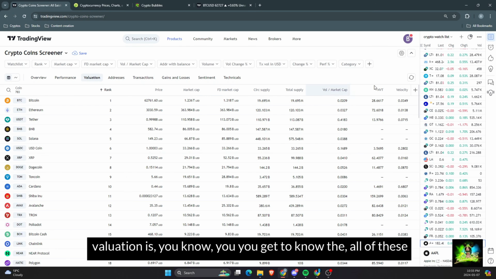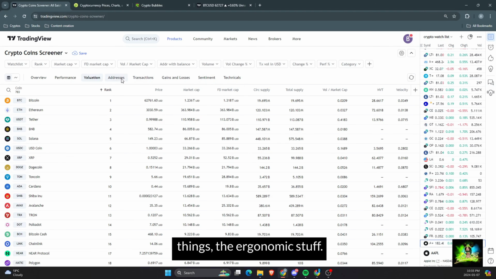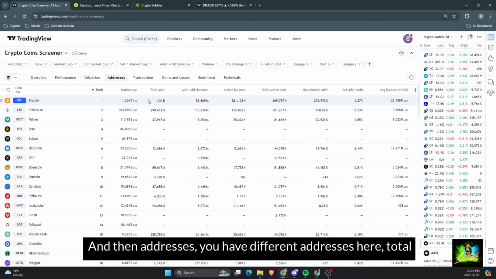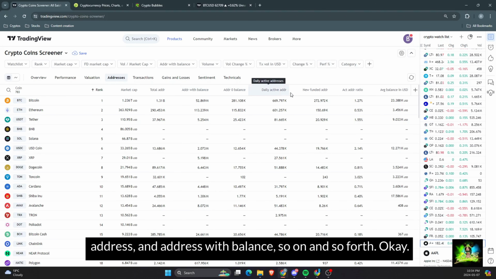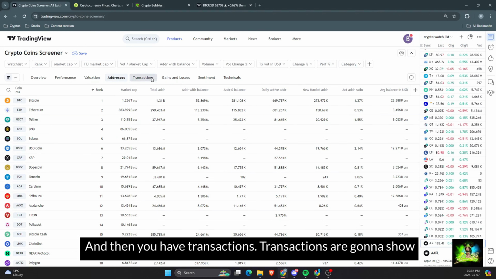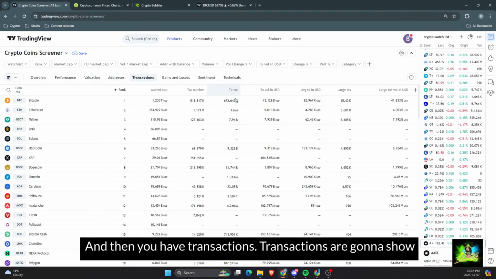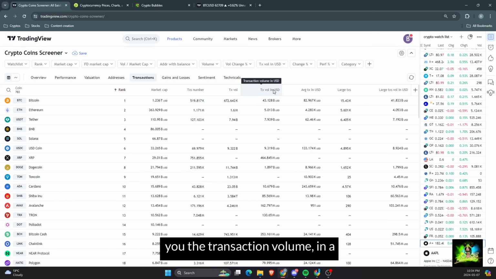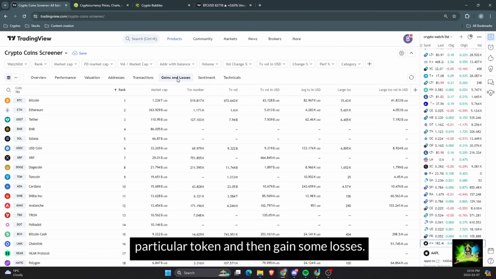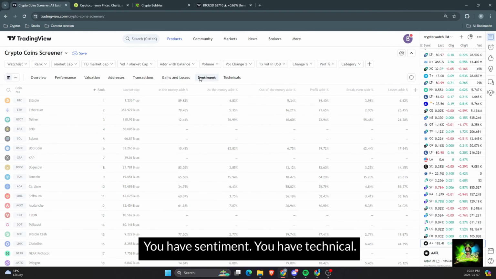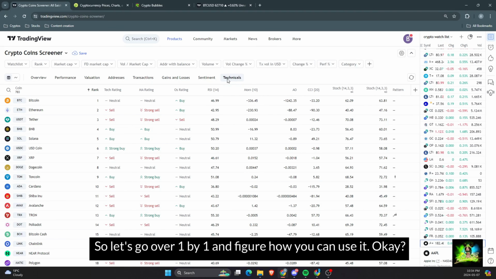Valuation is where you get to know all of these tokenomic stuff. Then in addresses, you have different addresses here, total addresses and addresses with balance, and so on and so forth. Then you have transactions, which show you the transaction volume in a particular token, and then gains and losses. You have sentiment, you have technicals. So let's go over them one by one and figure out how you can use it.